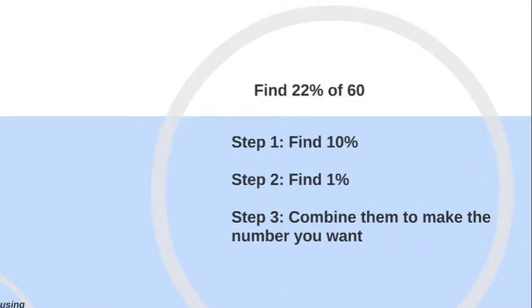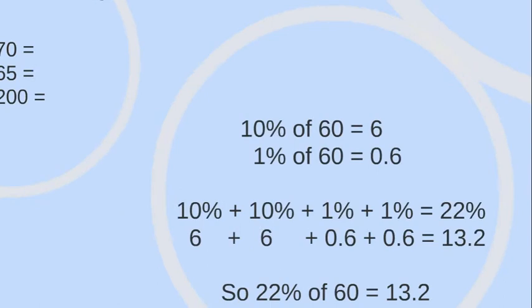In our second example, 22% of 60, we'd first find 10%, then we'd find 1%, then we'd put those answers together to make the number we want. 10% of 60 is 6, 1% of 60 is 0.6, so we'll put together 10%, 10%, 1% and 1%, and that will make, of course, 22%. So we add all the answers up, 6 and 6, 0.6 and 0.6, and that will give us 13.2. So 22% of 60 is 13.2.